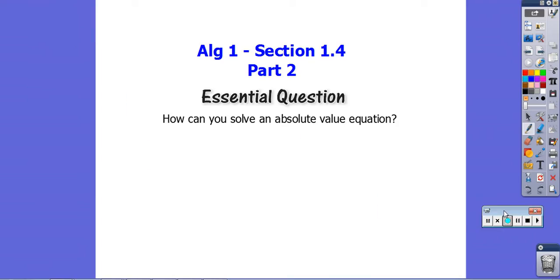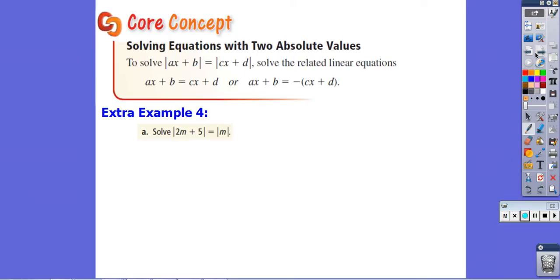Okay, today we're going to be covering the second section of 1.4. In this section, we are going to be discussing when you have an absolute value equation equal to another absolute value equation and how to solve it.